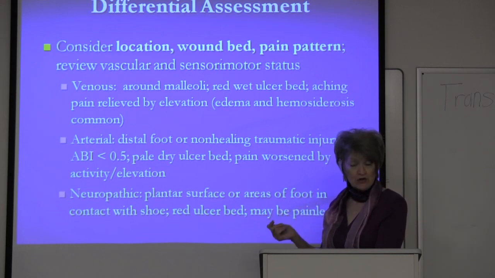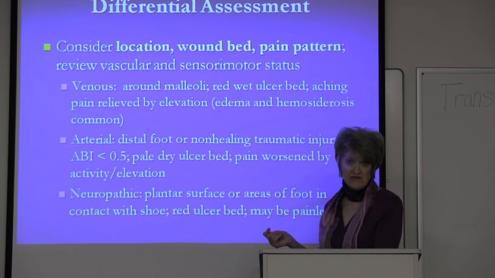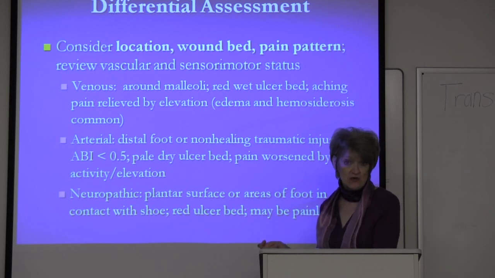Typically, you would expect when you go to your vascular data to find a patient with basically warm feet, palpable pulses, and an ABI greater than 0.5.